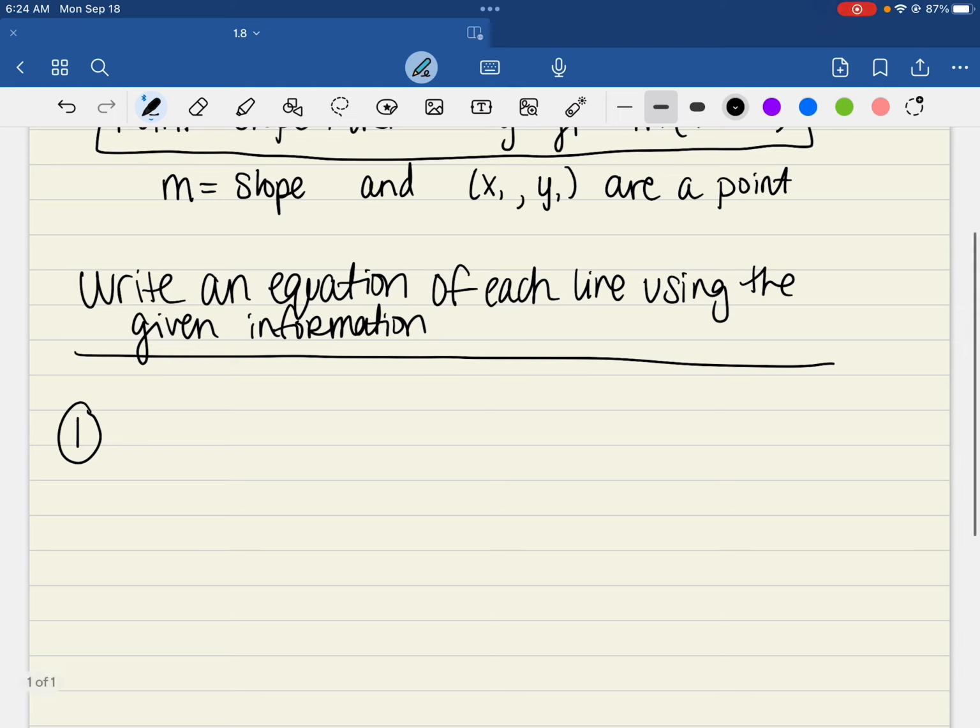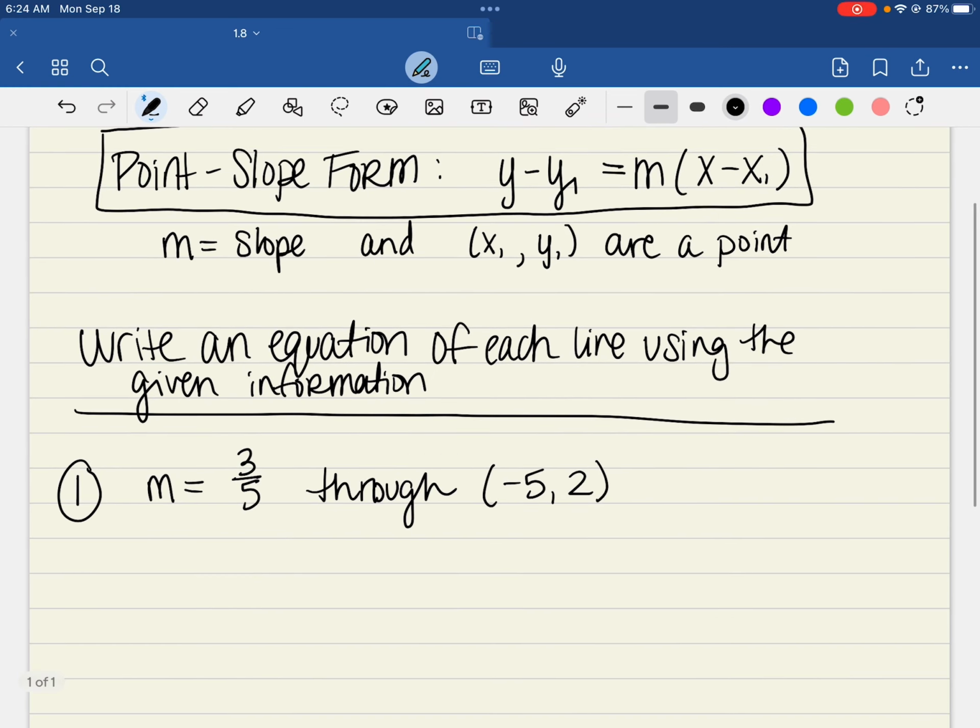For number 1, m equals 3/5, which is going through the point -5, 2. So we're going to substitute that information into the formula from above. So we have y minus my y value, which is 2, equals my m value times the quantity of x minus my x value, which in this case is a -5.